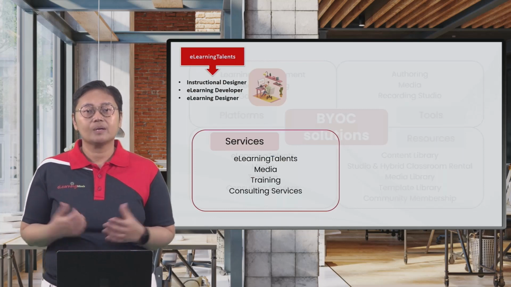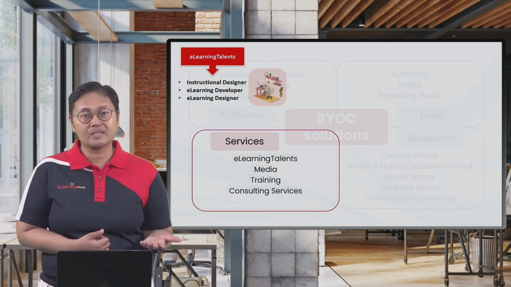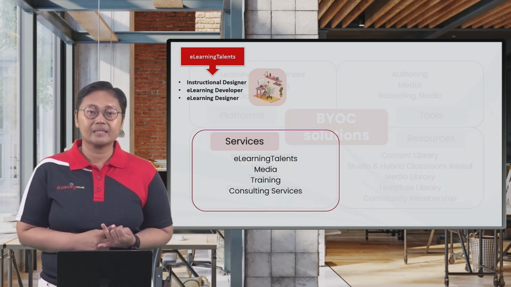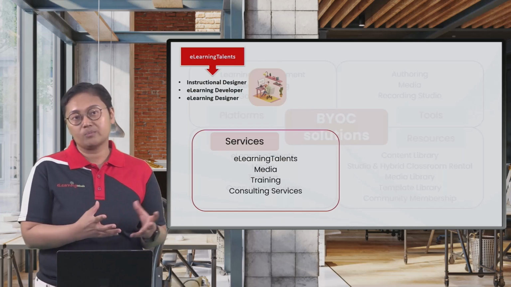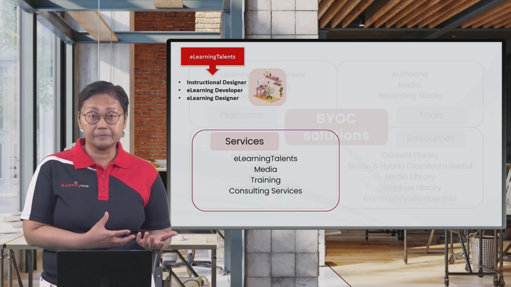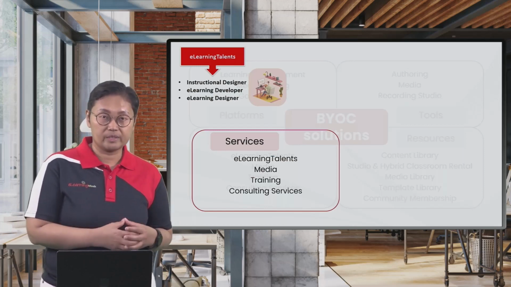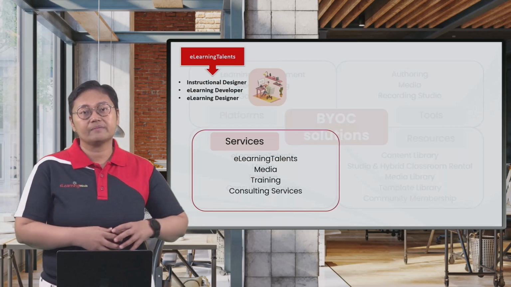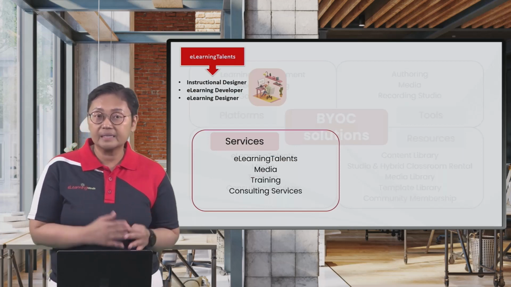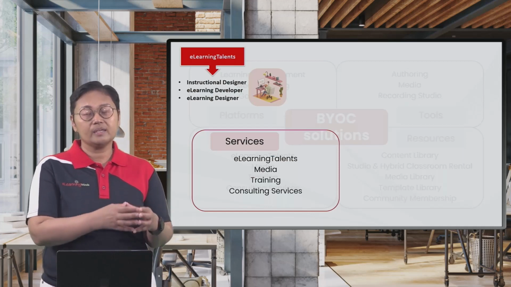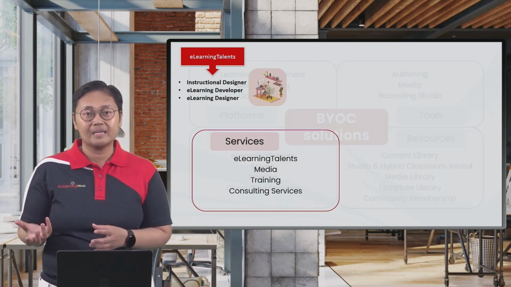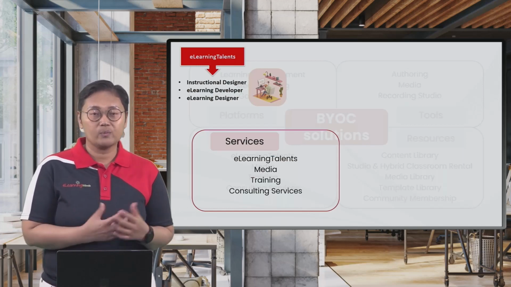So how does it work? E-learning talents normally comprise instructional designers, e-learning developers, and e-learning designers. So it depends on the requirements of your team. Let's say you already have an instructional designer, of course, we can assign an e-learning developer to work with your team. Or else you just have the subject matter expert, and then we can form a team of an instructional designer and an e-learning developer to work solely together with your SME in delivering the outcomes. And this can be quantified by days or by weeks.